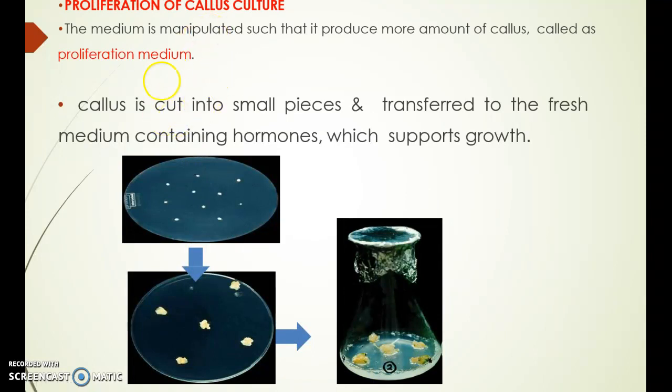Once you get the callus, it should be proliferated, that is, to increase the amount of callus, which is done on the proliferation media. This proliferation media mainly consists of growth hormones along with the basic requirements. For proliferation, the callus is cut into small pieces, transferred to the media, and allowed to grow. After 15 to 20 days, we will get more callus.